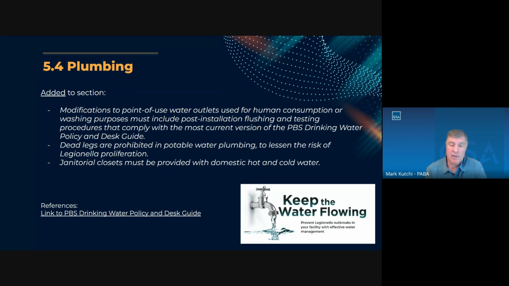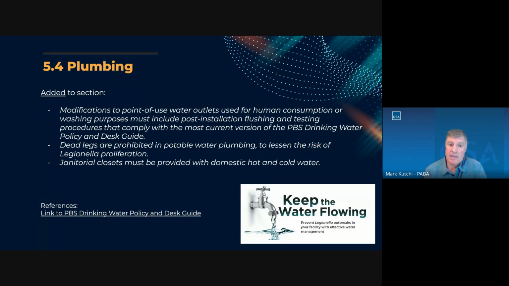Okay, in the plumbing section, there was a section added about keeping water flowing in buildings to prevent Legionella. So modifications to point of use water outlets used for human consumption or washing purposes must include post-installation flushing and testing procedures that comply with the most current version of the PBS drinking water policy and desk guide. So again, at the bottom of the slide, we provided a link to that desk guide. You might want to take a look at that desk guide to make sure what should be included in your project specification related to these flushing and testing requirements.